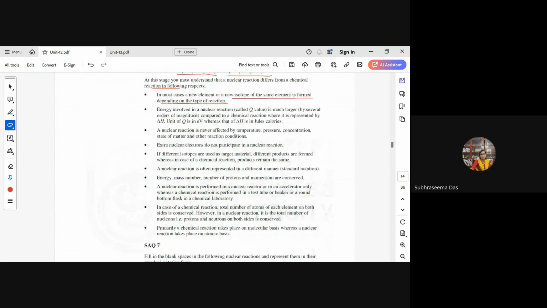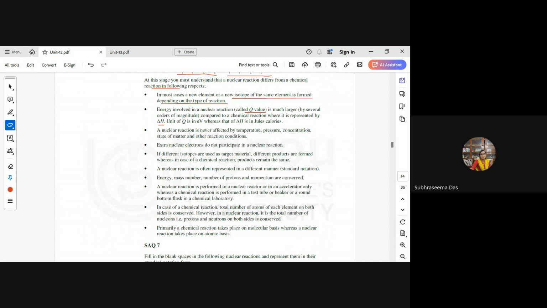The energy involved in a nuclear reaction is called its Q value, and it is very much larger than that represented by a chemical reaction. In a chemical reaction, we represent the energy in terms of delta H, whereas in a nuclear reaction, it is represented as Q value, and it is much higher than that of delta H.